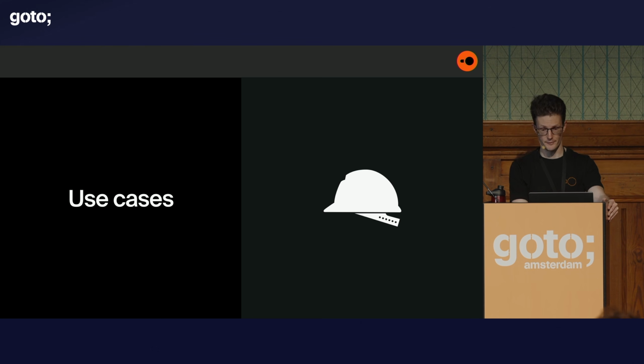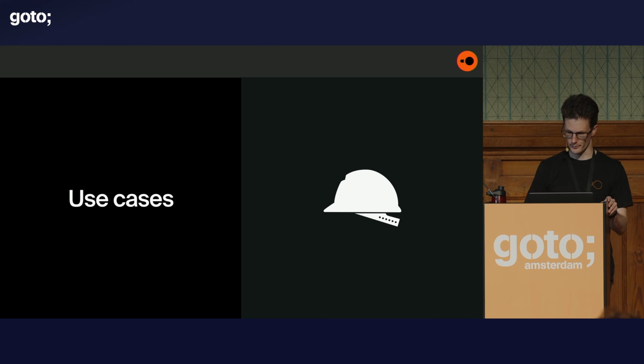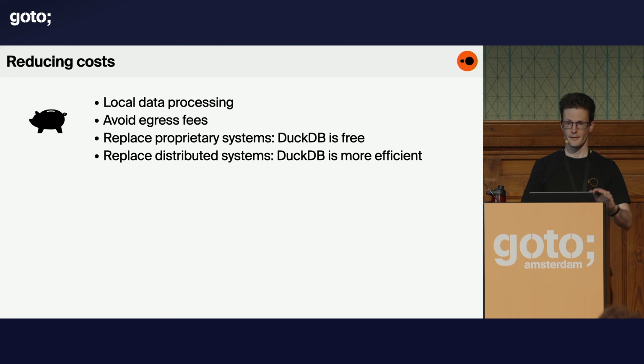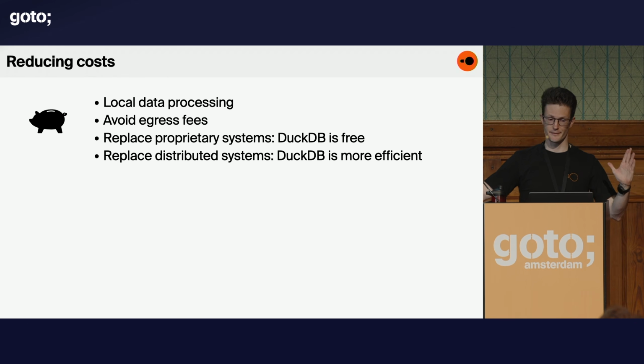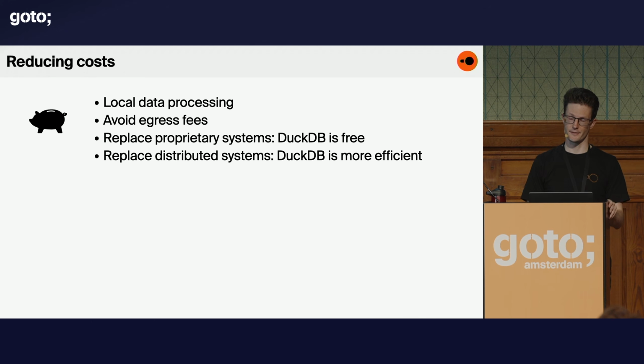So what are the use cases for DuckDB? I have collected a couple of use cases over the past few months, and by far the first one is reducing costs. People are a bit fed up with cloud data warehouses because even though they are ergonomic, they are very scalable, they are extremely expensive. So replacing a proprietary system or even replacing partially and just doing some computations locally will save you a lot of money. And if you replace distributed systems like Apache Spark, DuckDB will save you there on the efficiency front.